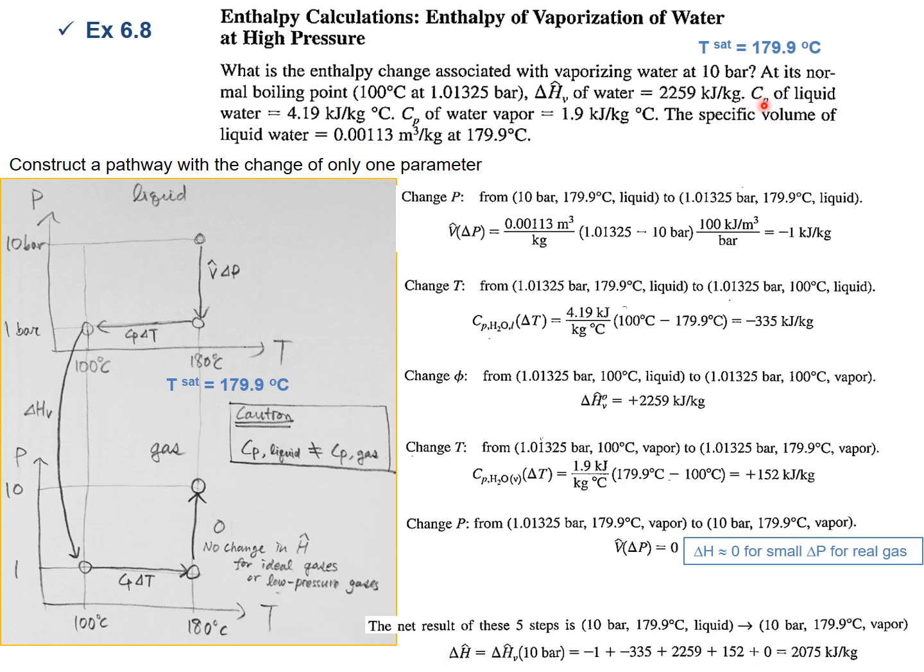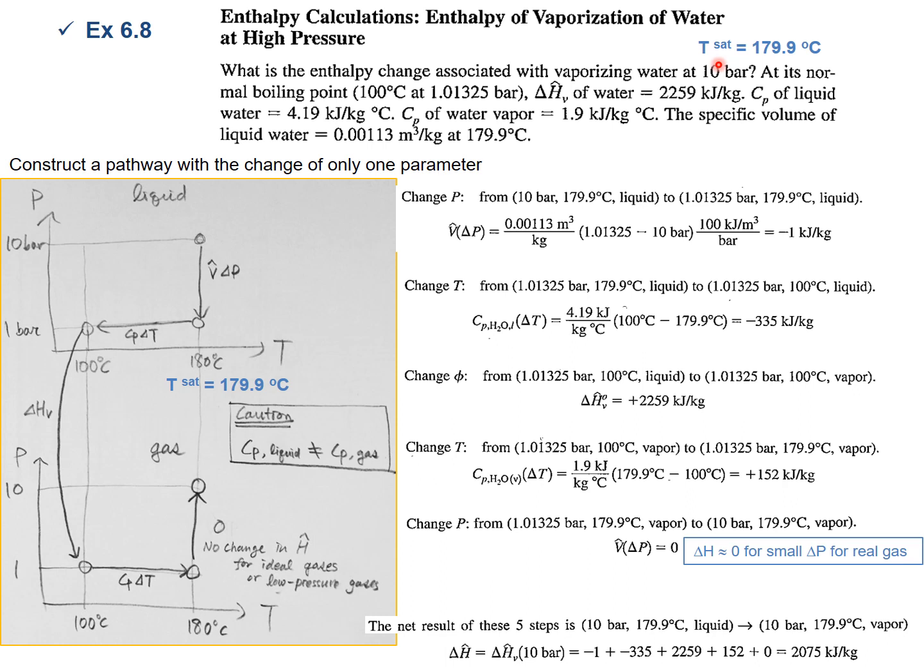The other thing is Cp, the constant-pressure heat capacity of liquid water, not gas water, liquid water, it should be emphasized, which is 4.19 kilojoule per kilogram Celsius degree. And also Cp of water vapor. In the previous sentence we talked about liquid water, but in this sentence water vapor was given to you. The specific volume of liquid water, not gas water, liquid water, was given to you at 180 Celsius degree, which was the saturated temperature at 10 bar.